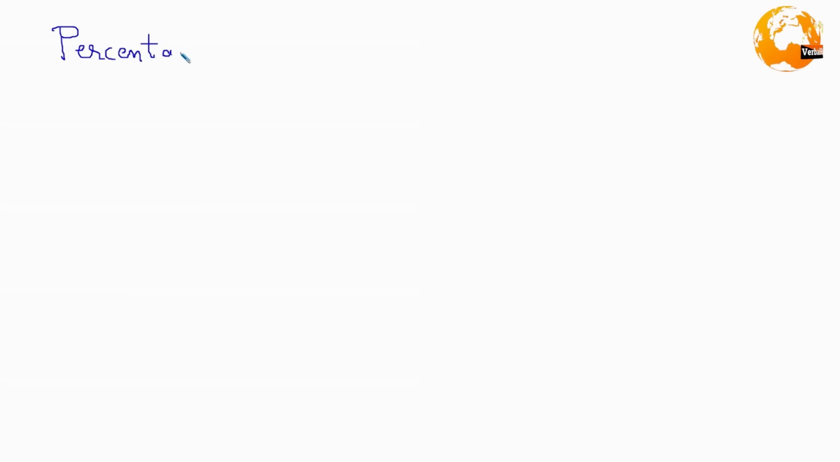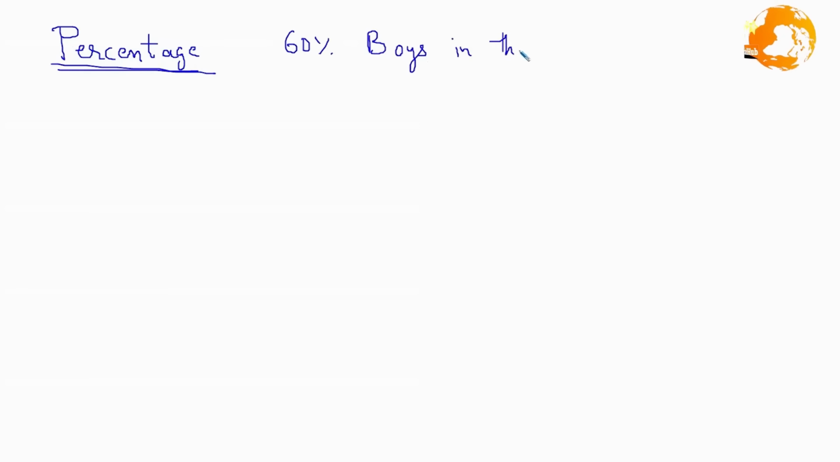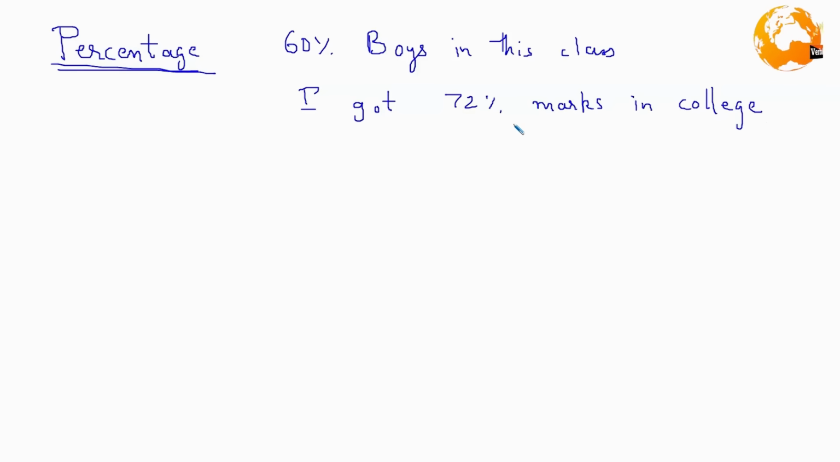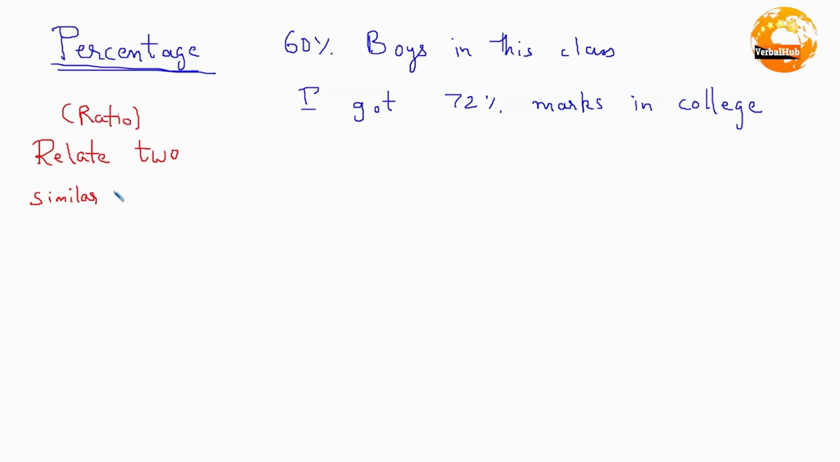Percentage basically means this: if I make any statement which uses the word percentage, let's say, there are 60% boys in this class. Or let's say, I got 72% marks in my college exams. All these statements essentially make a relation, or a ratio, of two similar quantities. So any percentage statement is helping us to relate two similar quantities, meaning finding their ratio.